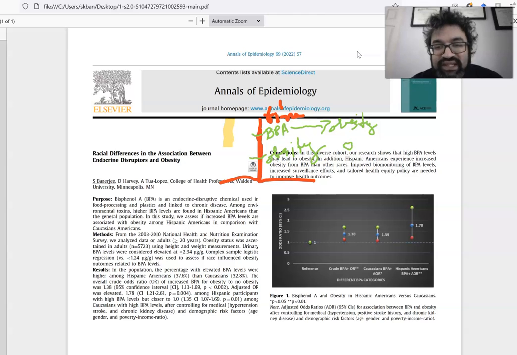And so the measure of association that's used here is, in fact, the odds ratio, as you can see. BPA and obesity, and the years that the data was collected is between 2003 to 2010 National Health and Nutrition Examination Survey. And so there was, in fact, a relationship. So endocrine disruptors are, in fact, harmful to the body.